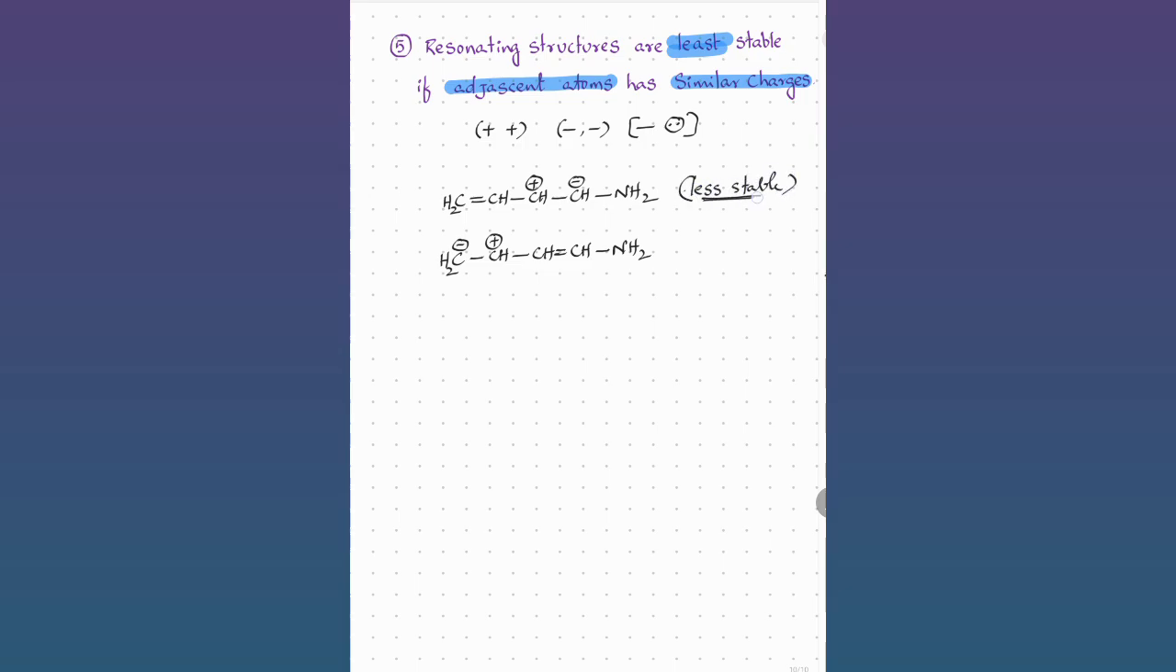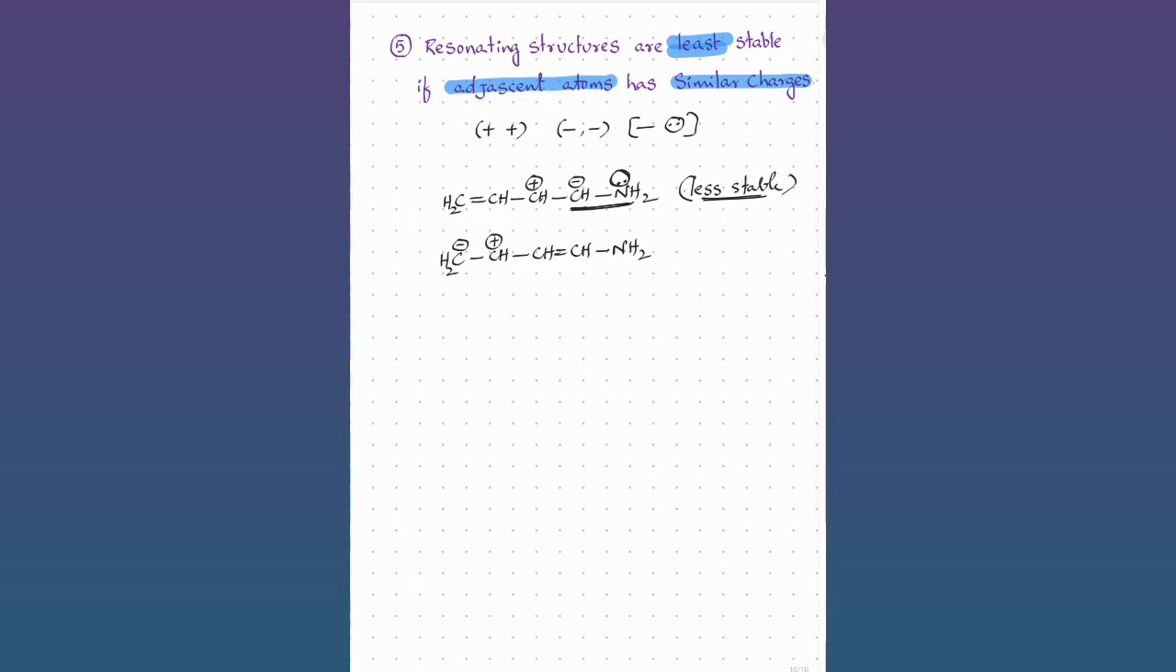Why is it less stable? Because carbon has a negative charge and the adjacent atom, nitrogen, has a lone pair. If adjacent atoms have similar charges, the structure leads to less stability, right? I hope you understood.